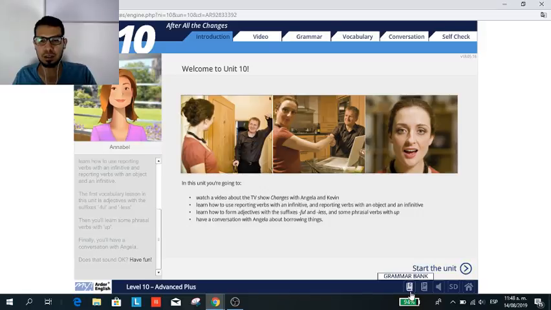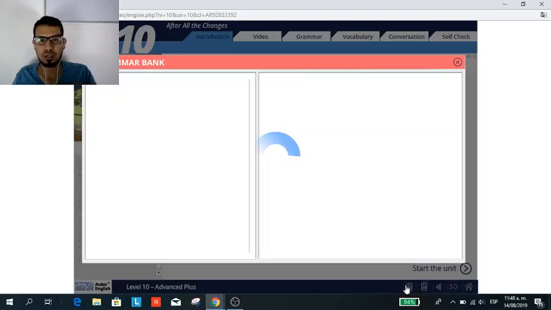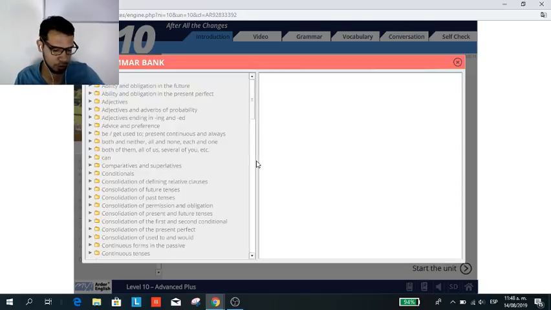Here you can find the grammar bank and dictionary. By the way, I haven't checked this out. Let's see what this is about. I like it because it's like you have someone explaining to you there. It's a bot or some type of software.